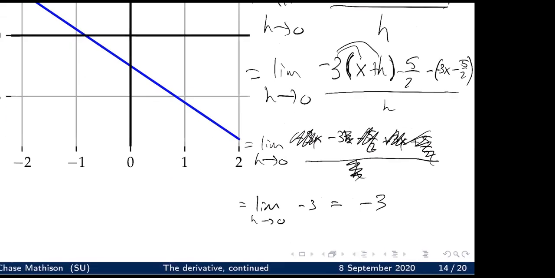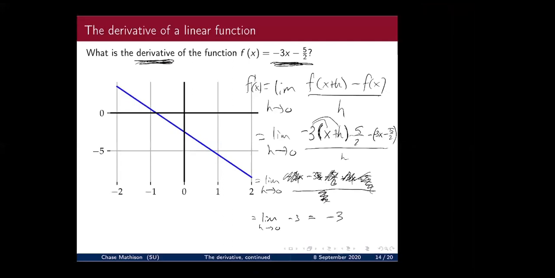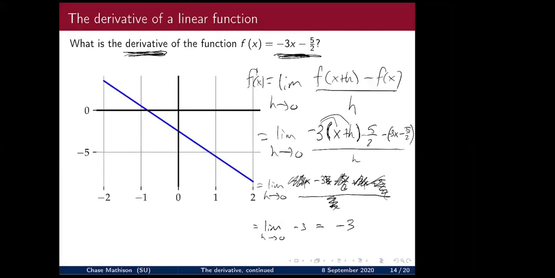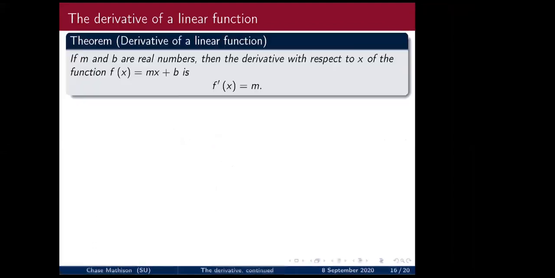All right, and I'll just mention right before you leave, there's really nothing special about negative 3 and negative 5 halves in this. If I did any straight line with a slope m and a y-intercept b, this calculation again would have shaken out exactly the same way. And so you can prove that if f of x is a linear function, f of x equals mx plus b, then f prime of x is just equal to m.